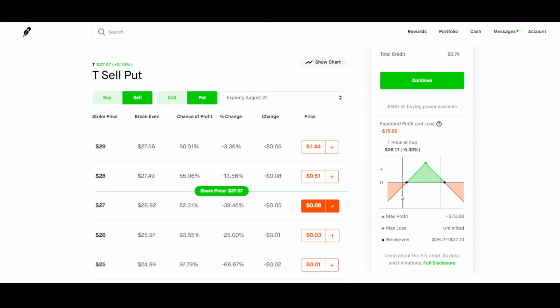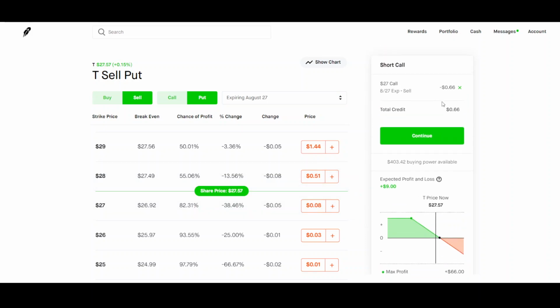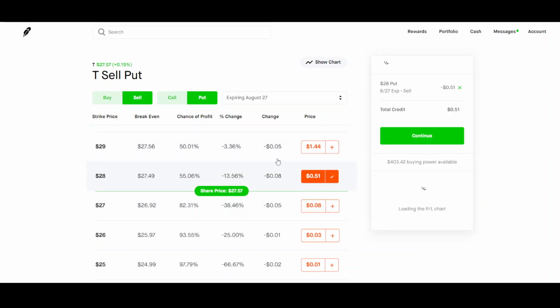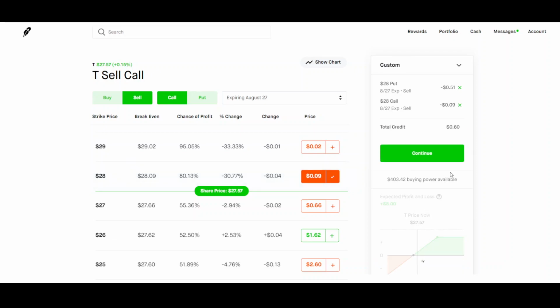But you want to do this with a stock that doesn't move very much because your max loss is limited with this strategy. So let's say AT&T falls to, what, $25.50, you lose about $70. So you want to do this with a stock that trades pretty sideways, and you want to set your expiration date as close as you can so that it doesn't have much time to sink a lot or rise a lot. So for this, I'll show you. We'll sell this one right here.